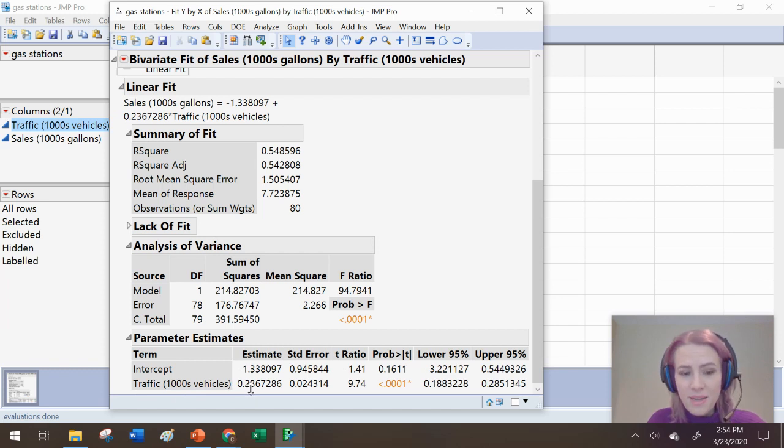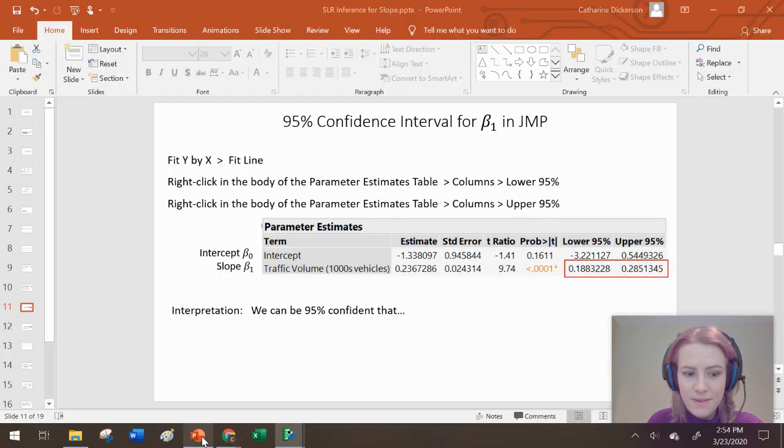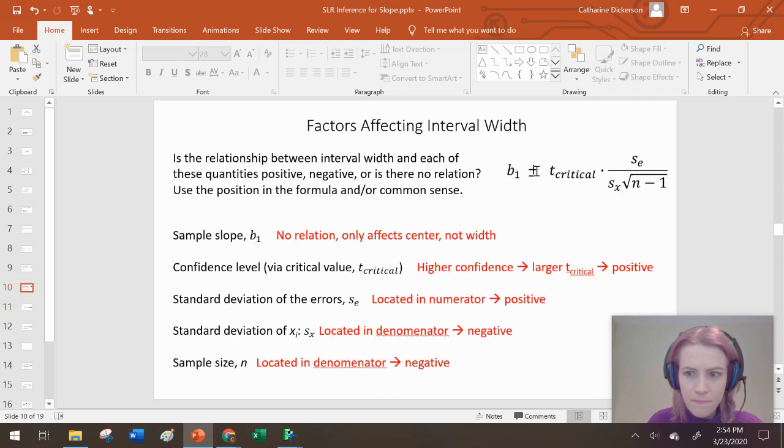So the estimate of the slope, like we said from looking at the linear regression equation up above, is about 0.237. The standard error is about 0.024. So that is this whole fraction here. That's the standard error of the sample slope. 0.024 is the value that it works out to be in this case.